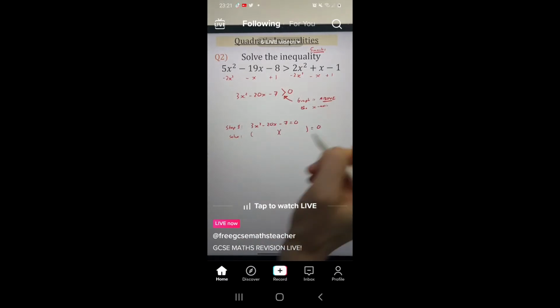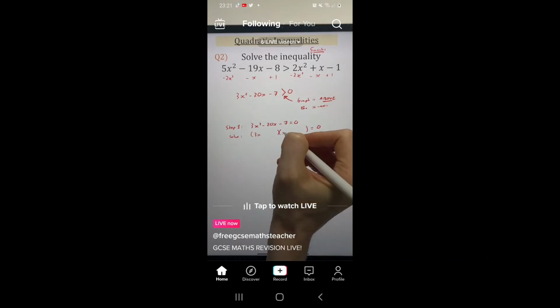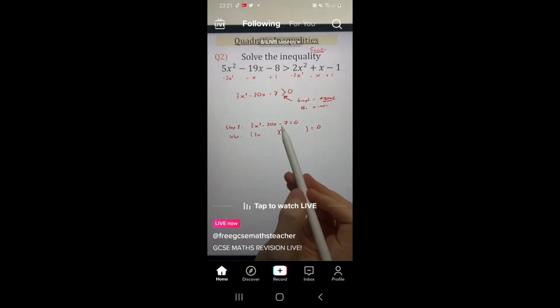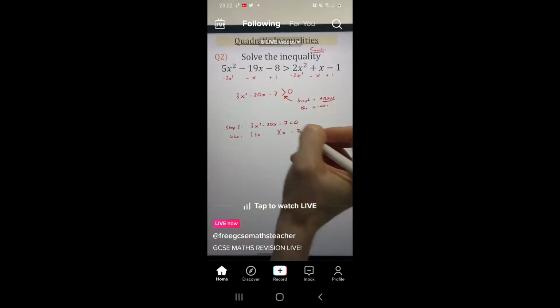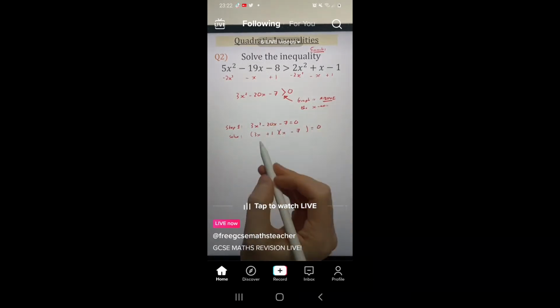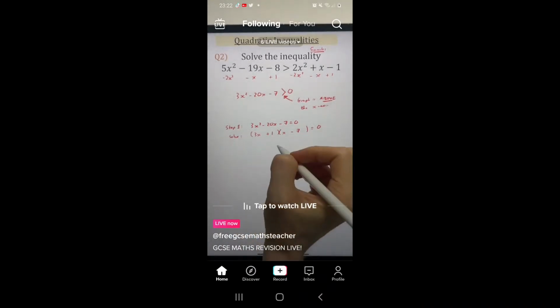We did factorizing earlier. With 3x squared, well, 3x squared is prime, so one has to be 3x, the other has to be x. Negative 7 is also prime. The only way to get a negative is 1 positive, 1 negative. I can see straight away that this is negative 7, and this is plus 1. If you can't factorize, or you find that difficult, just use the quadratic formula.